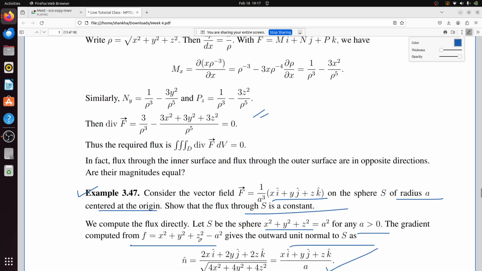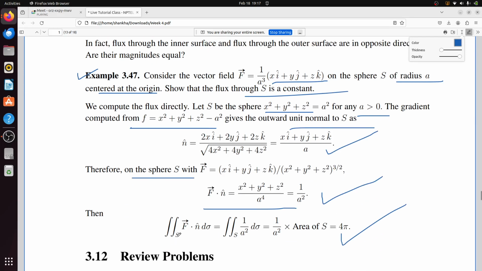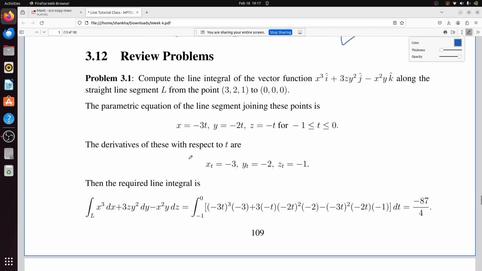Now that is all. So in today's class we have learned about Stokes theorem and what are the two most basic theorems. One is the Stokes theorem. Stokes theorem gives the relationship between line integral and surface integral, and the Gauss theorem gives the relationship between surface integral and volume integral, right?